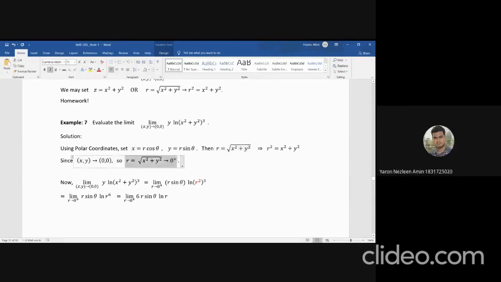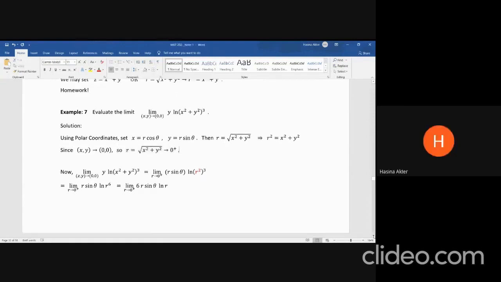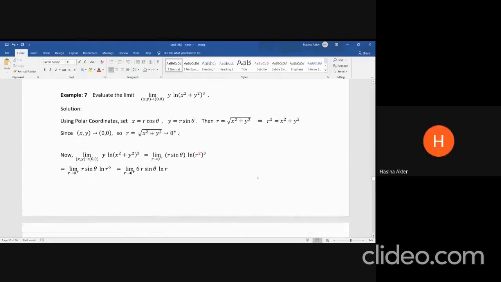Miss, last day you showed us that if (x, y) goes to (0, 0), both are not simultaneously 0, which means one is greater than 0, so r is greater than 0. R is greater than 0, but since both variables are close to 0, r should be close to 0.